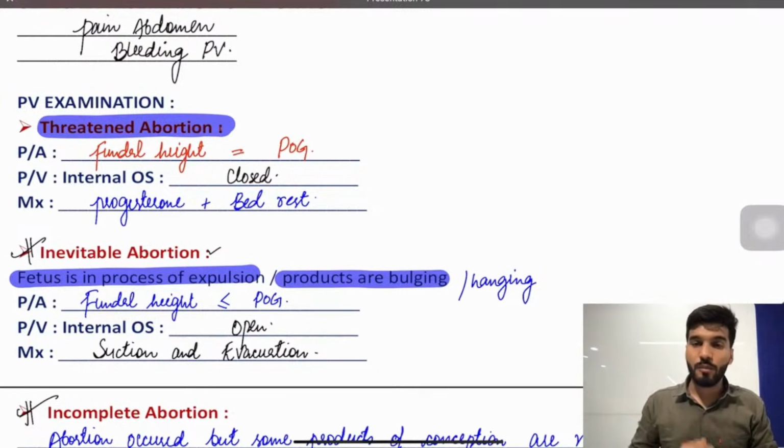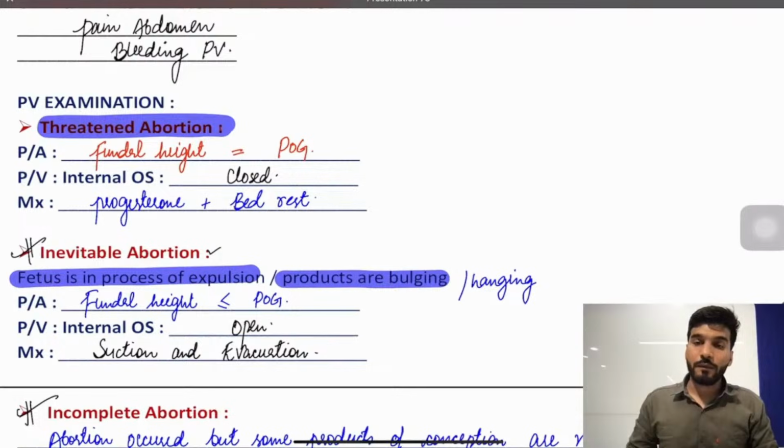Next, incomplete abortion or inevitable abortion. In both these types of abortion, usually the fundal height is less than the period of gestation. First thing, in both these abortions the os is open. The clinical picture of an inevitable abortion will be that the products are bulging or the process of expulsion is going on. In case of an incomplete abortion, the patient has already passed some clots, and will give the history of expulsion. Is that clear? Both will be treated with suction and evacuation.